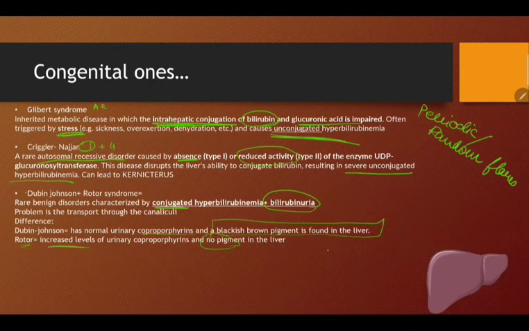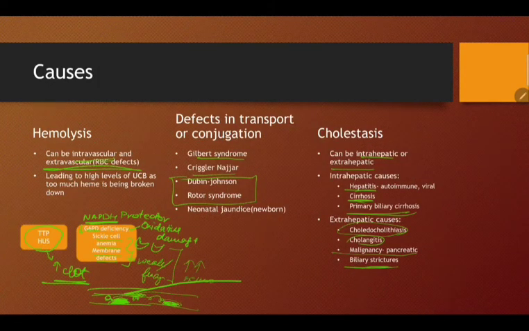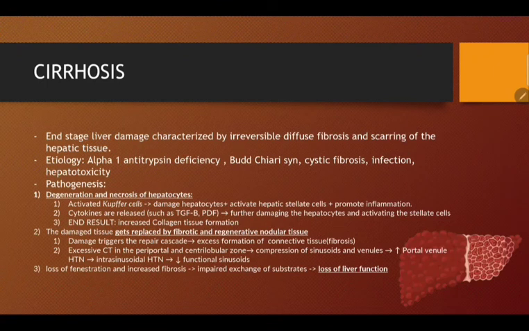Finally, we will move on to the cholestasis intrahepatic causes, and initially, the main one is cirrhosis. Cirrhosis is a very common cause. It's an end stage liver damage. So if it's end stage, it will be irreversible, right? There is diffuse damage. As you can see here, there's diffuse fibrosis and diffuse scarring.